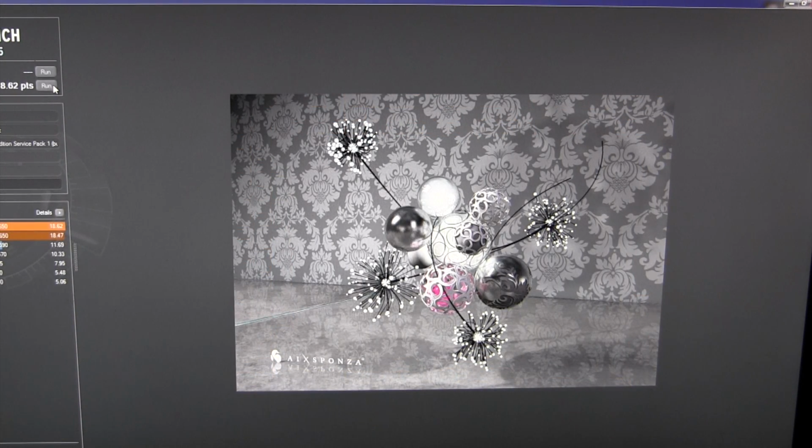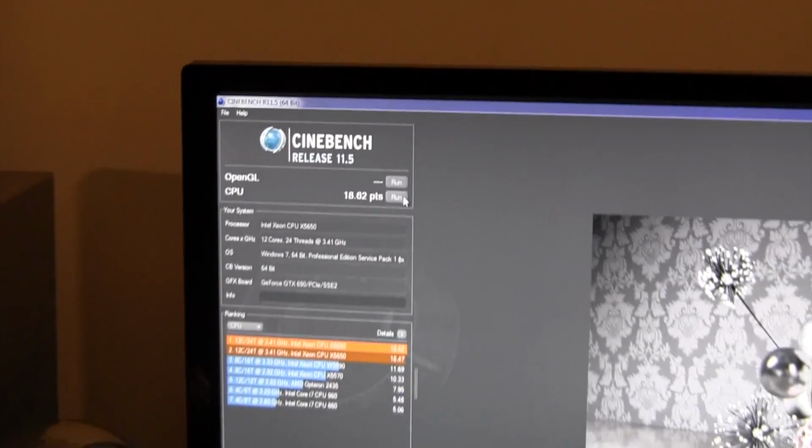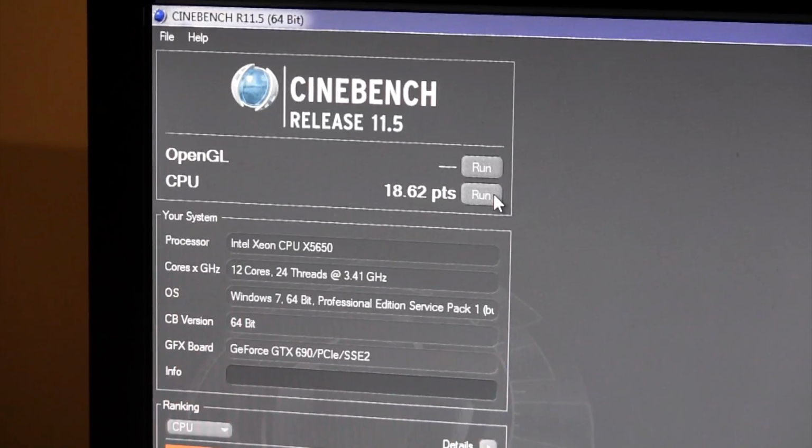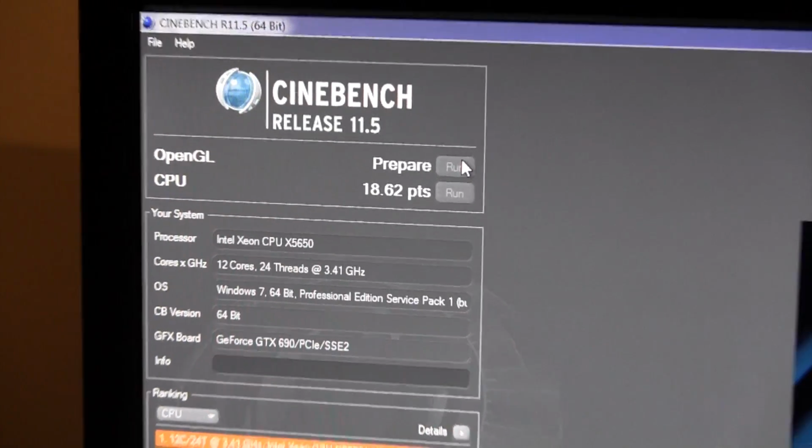After running the CPU portion of the test, we come out with a score of 18.62 processor points, which is indeed a little faster than OS X, but I think it does have something to do with that PhysX software. Now let's go ahead and we'll do the GPU portion.